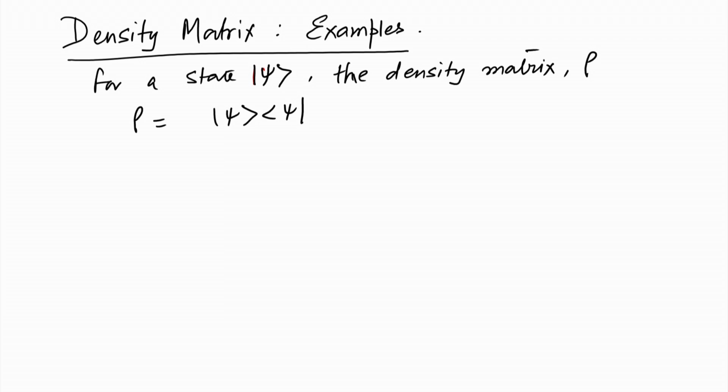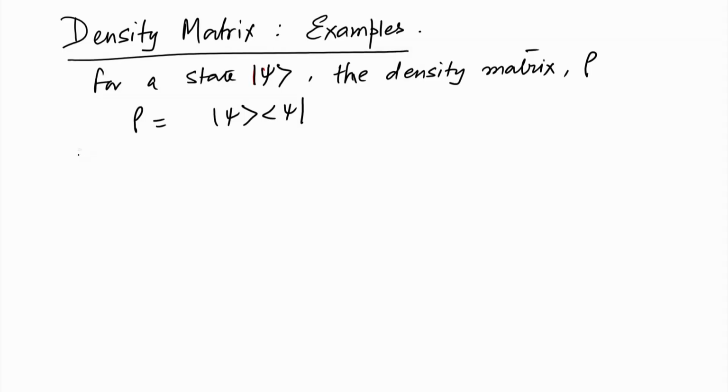rho is defined as rho equal to the outer product of the state psi, |psi><psi|. This we have introduced earlier, and I just wanted to remind you that the density operator and the density matrix are used interchangeably. They mean the same thing for us. Now, consider a two level spin system.